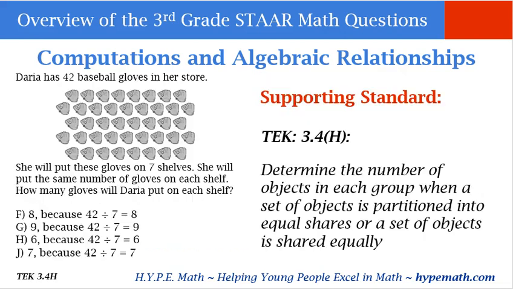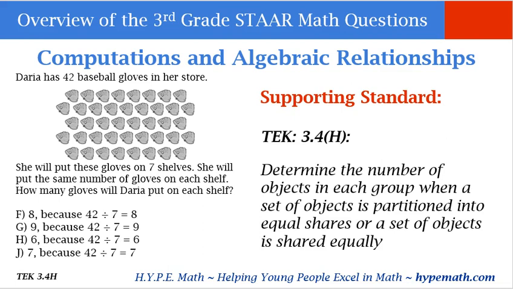All right, let's look at some supporting standards. TEK 3.4H. Determine the number of objects in each group when a set of objects is partitioned into equal shares or a set of objects is shared equally. Daria has 42 baseball gloves in her store. She will put these gloves on 7 shelves. She will put the same number of gloves on each shelf. How many gloves would Daria put on each shelf? And the student has to look at the answer choices to find out what the correct answer is.